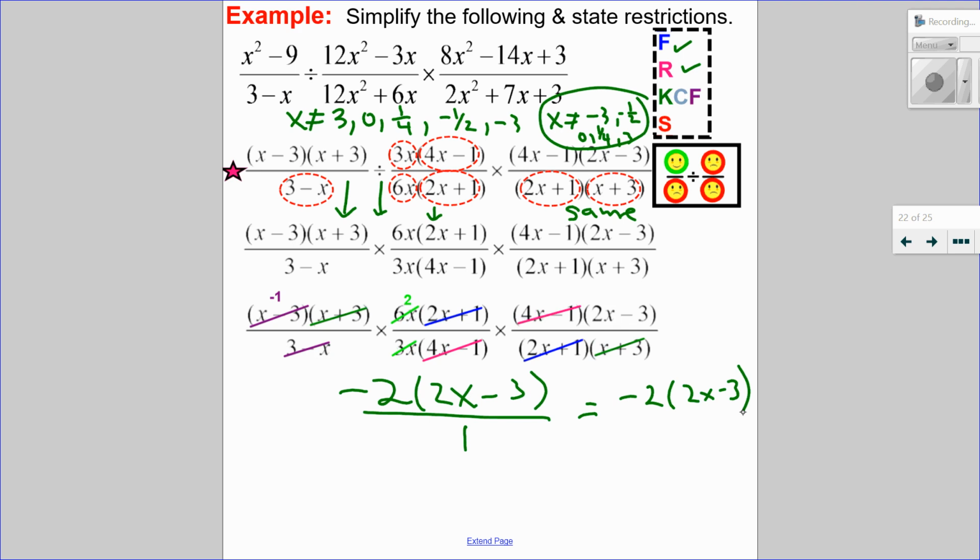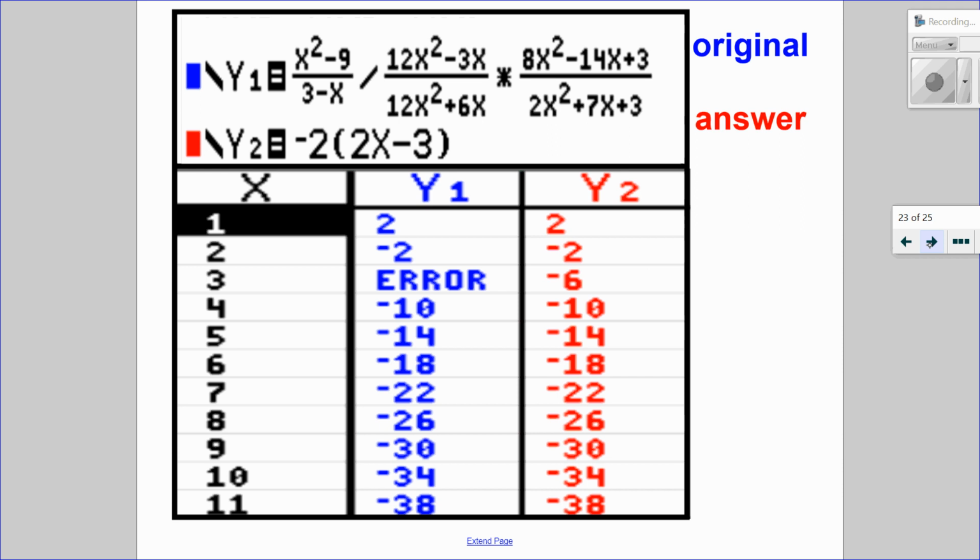So I always like to check this. I'm going to do that on the next page. You can see original in y1, answer in y2. The check always happens in the table. So since y1 equals y2, you can see that I did it correctly.